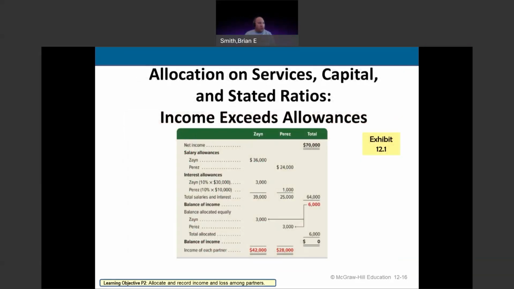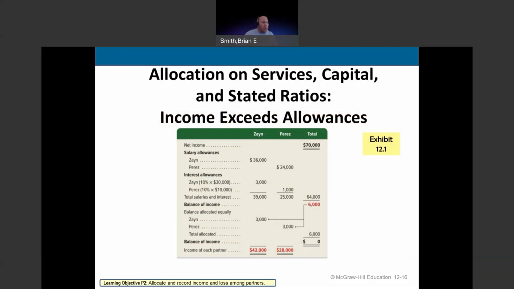This is kind of what we're going to look at. We're going to make these columns. We have Zane on the left, Perez on the right. We're going to start off with our total net income, which we have said is $70,000 at this point. And then we're going to allocate those salary allowances, $36,000 to Zane, $24,000 to Perez.